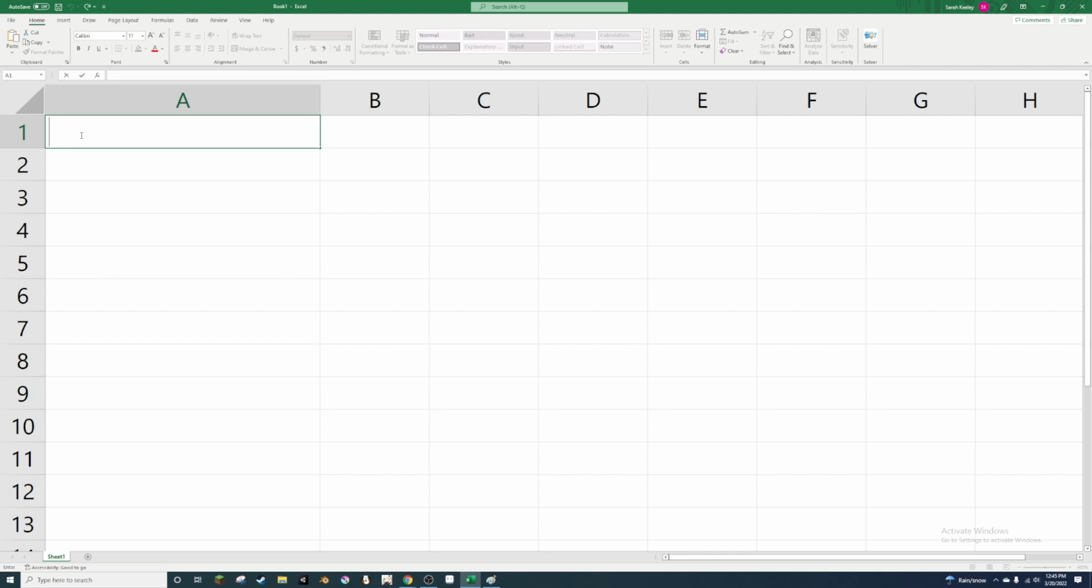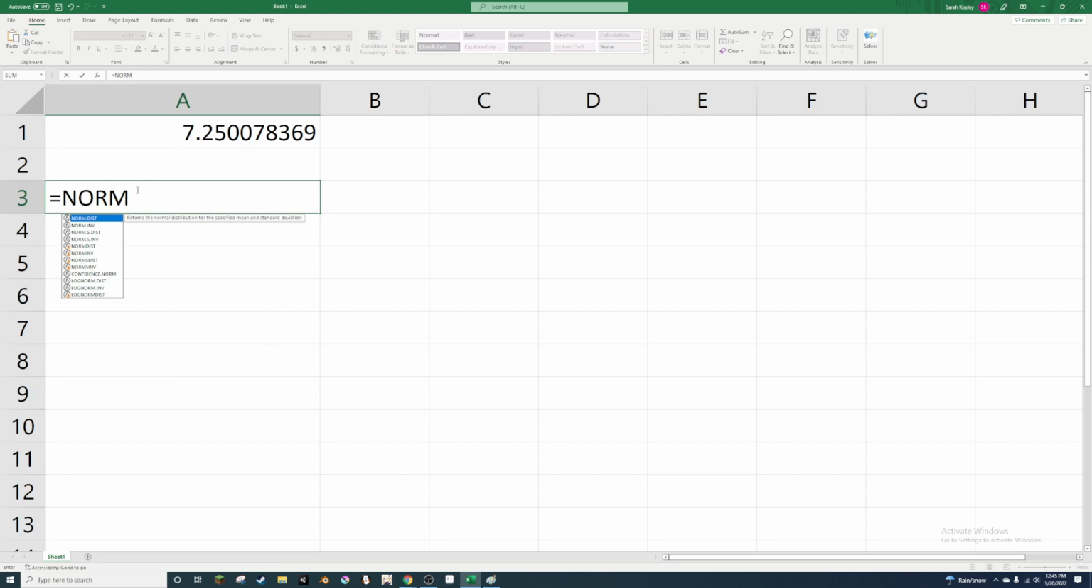Well, actually, I probably want to keep that last spot. We'll type in equals because we want to put in a formula and a calculation. And we'll start by typing norm.s. And then we have the two options, norm.s.distribution and norm.s.inv.